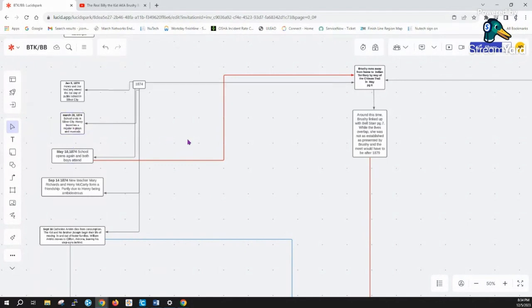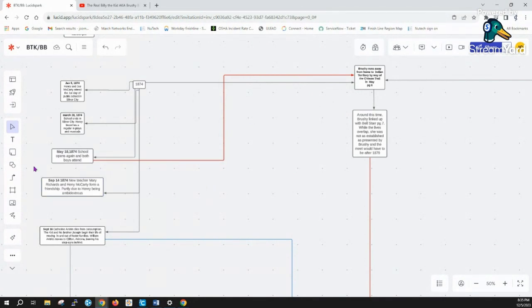And those boys start doing little things, plays and musicals and stuff there in town. May 18th, school starts again. So Brushy's going back and forth from Carrollton, Texas to Silver City, New Mexico to make it to class and be at home. No wonder his dad put a beating on him.